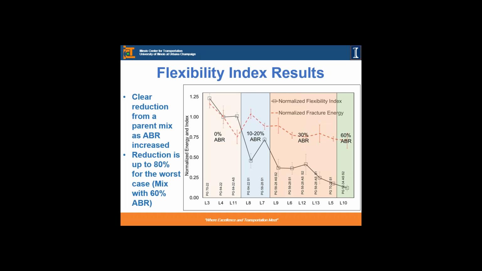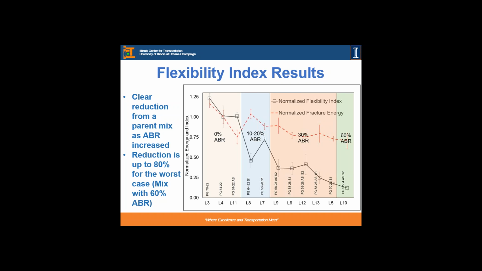And fracture energy sometimes really can mask the differences in the mixes if the differences are not really too big. Like you can see from here, those mixes starting from this mix, which had really little amount of ABR, had almost similar fracture energy. We know that those mixes are becoming very different from each other.